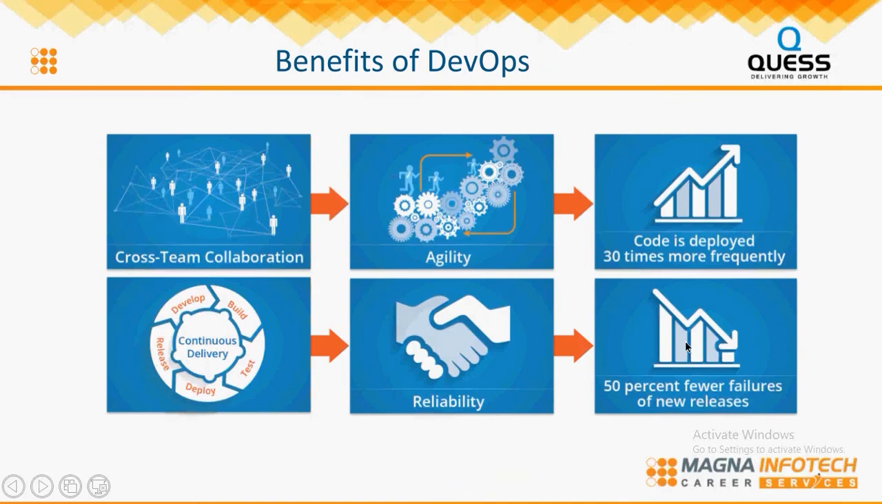Okay, good. Now continuous delivery is all about develop it, build it, test it, deploy it, and release it. You have reliability, 50% fewer failures, because you're doing regular cycles. Every 15 days you're testing your code. The chances of your application getting into bugs is very, very less.